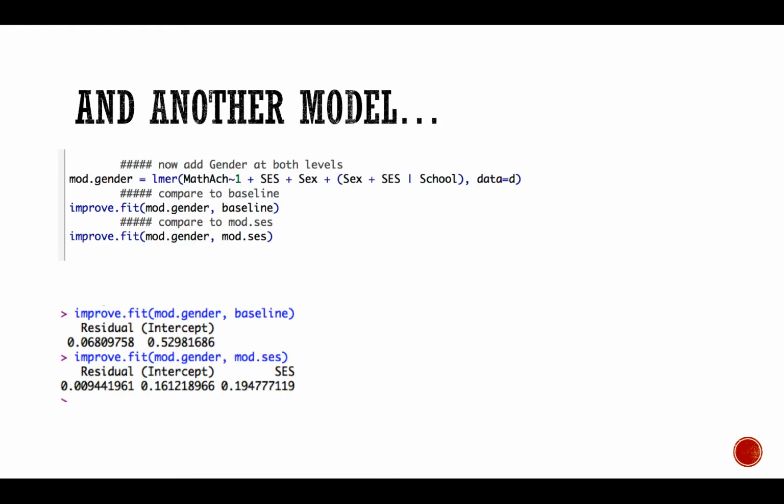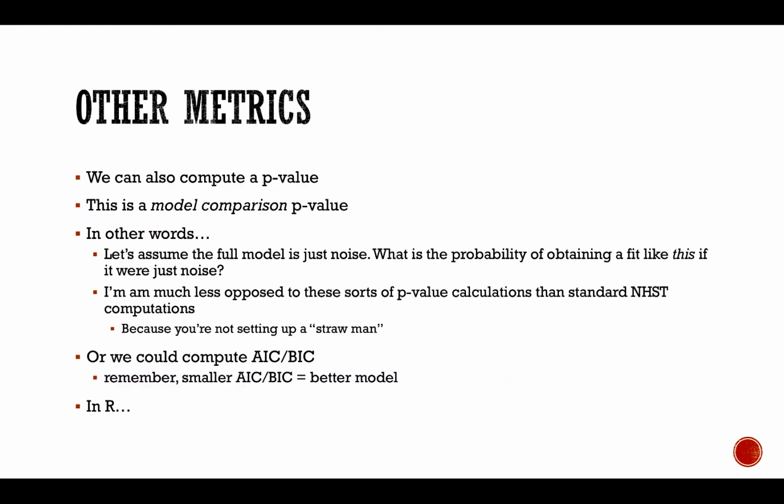So let's go ahead and look at another model just as an example. Let's see if I have little, yay, I do have arrows.